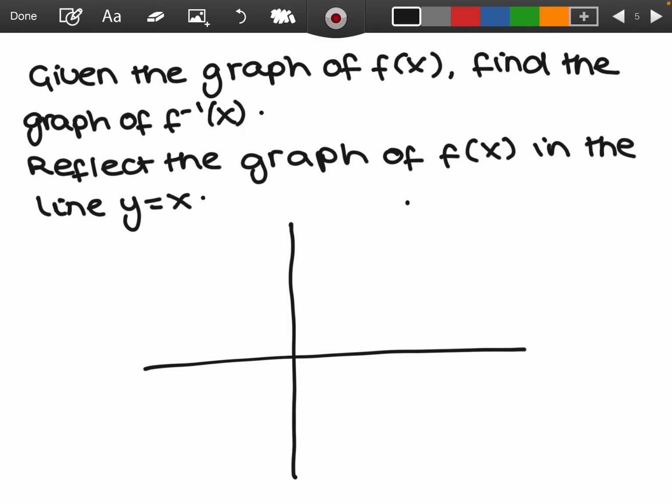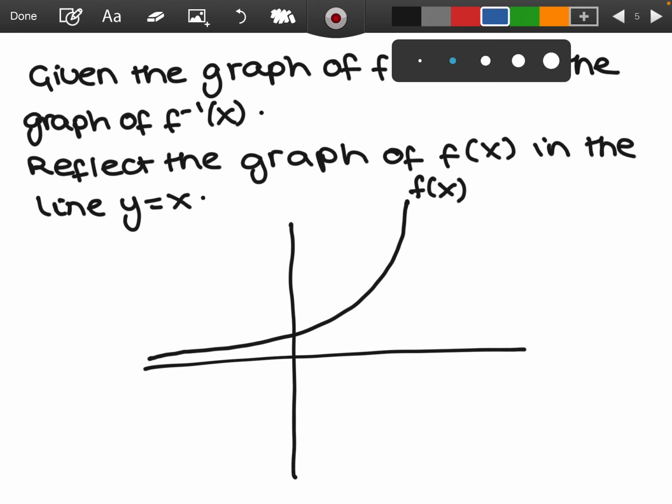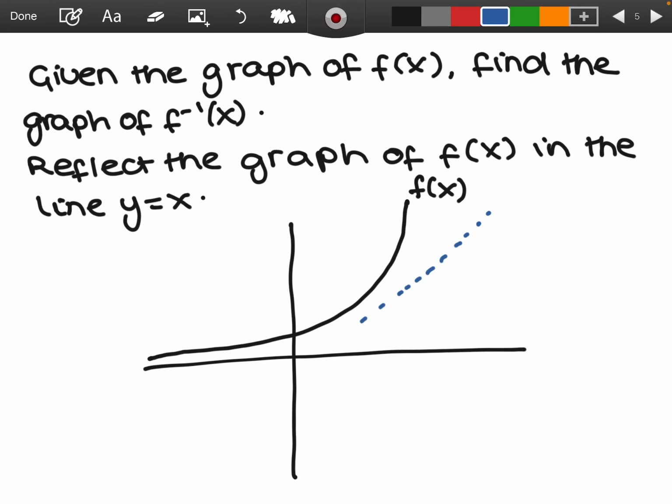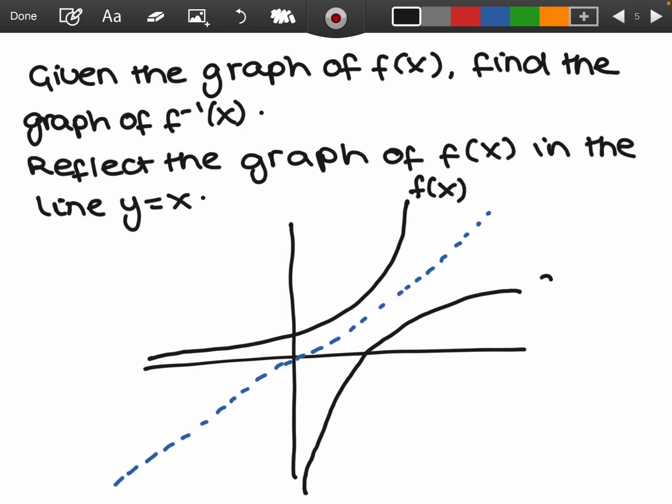Let's look at a quick example of this. Let's say that this was my particular graph of f(x). If I quickly dot out the line y equals x, then I reflect that whole line like that, and then this would be the graph of f inverse of x, because all I have done is I've switched my x and y coordinates, so I just flip that graph in that particular line.